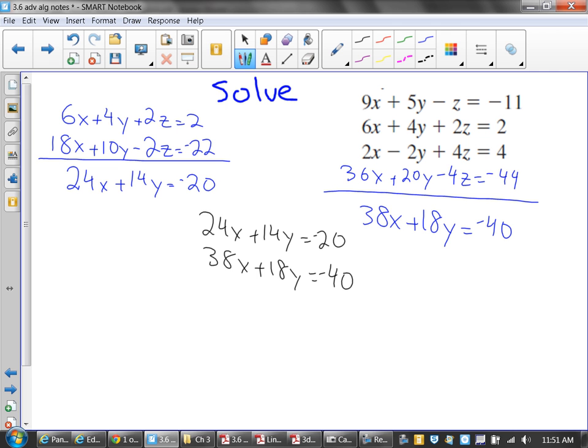Just multiply the top one by 18, the bottom one by 14, and then subtract them, and all of a sudden your y values are gone. Okay? Why? Where did the 14y come from? 4 times 0.